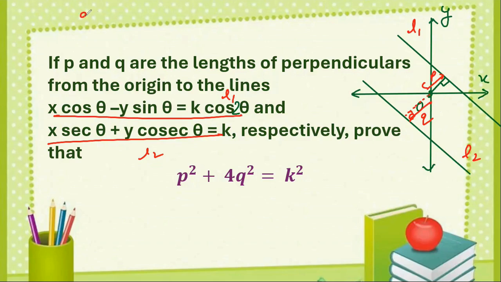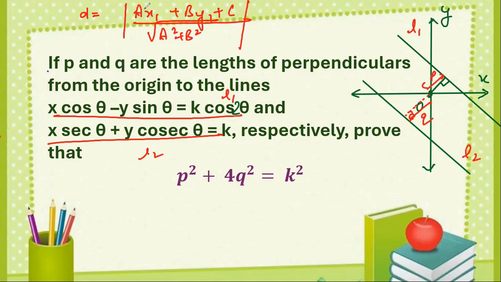Now, whenever we have a perpendicular on the line, we directly have the distance formula from some point or origin. So D is equal to the modulus of A x1 plus B y1 plus C over the square root of A square plus B square. This is the direct distance formula of the perpendicular on the line. Now, everyone, I will apply this formula for line L1, then I will apply this for L2. So let's talk about L1.